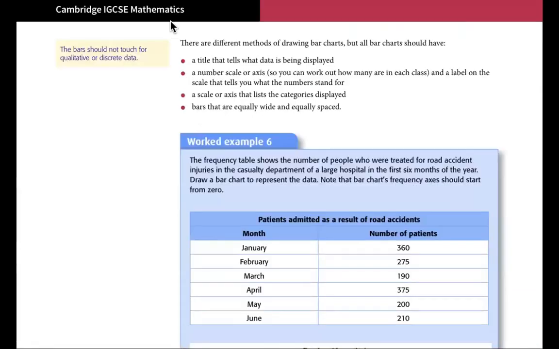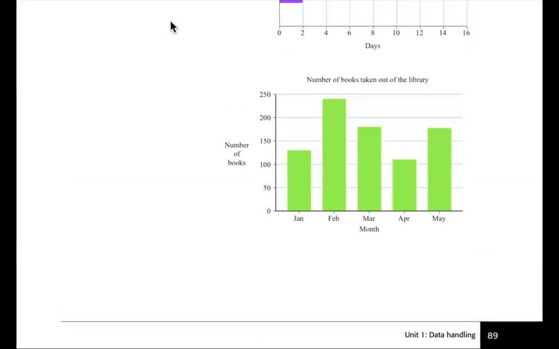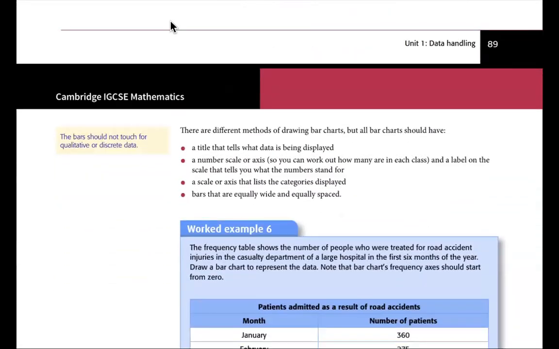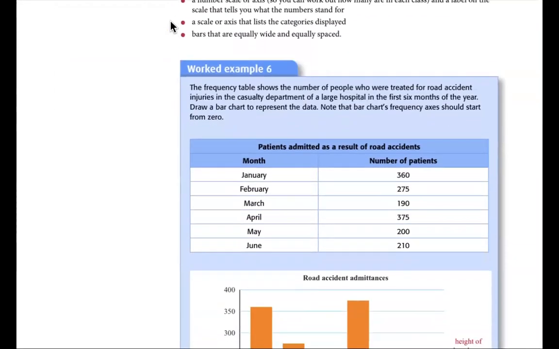Okay, why do we need to have a chart, or represent data differently? Because we want to see the information as fast as possible. Like yesterday, we learned how to do a pictogram. With a pictogram, you can see things faster. With a bar chart, you can also see things clearer. So for example, you can look at the worked example here.